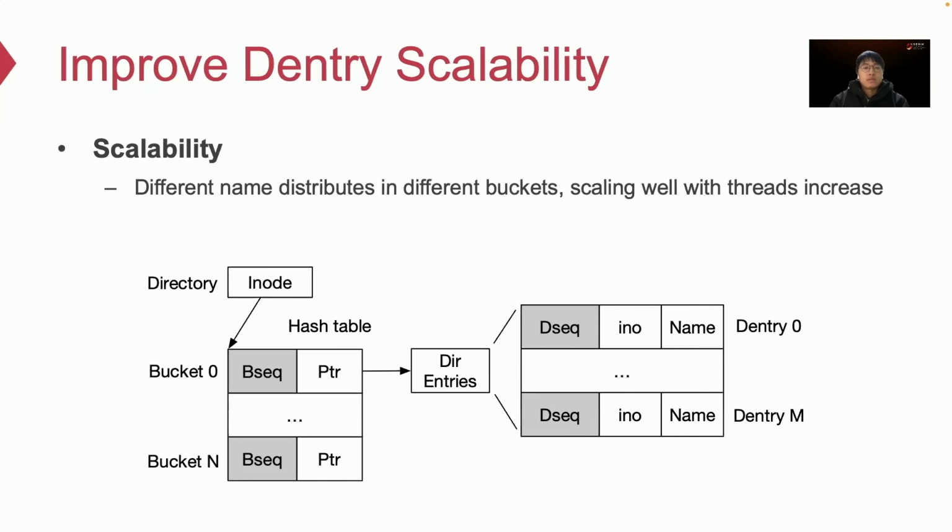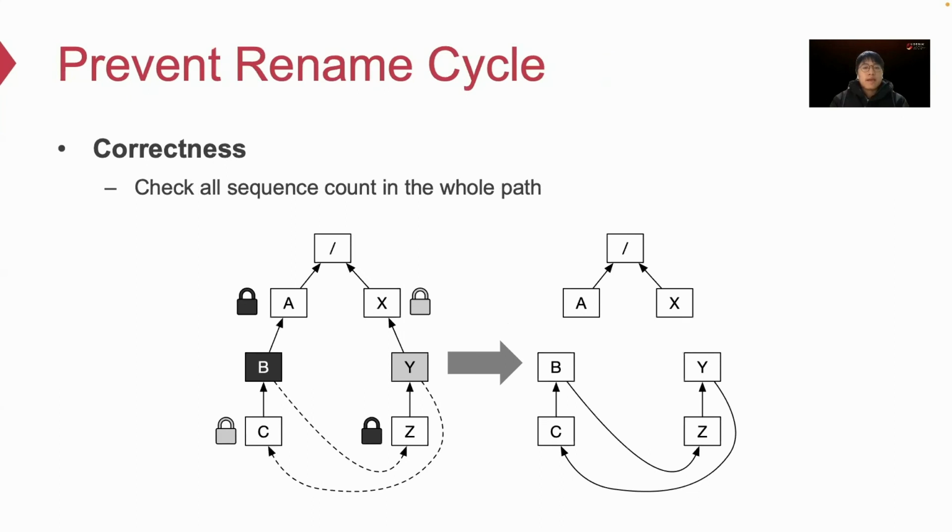For the directory entry, we use a hash-based structure to improve the scalability. Rather than an inode level lock, we use a per bucket sequence count to improve the scalability. When there are several concurrent threads, as long as the target names are hashed to different buckets, they can be executed correctly and concurrently.